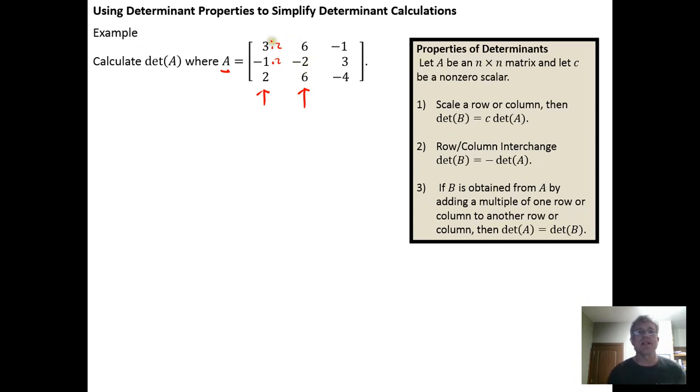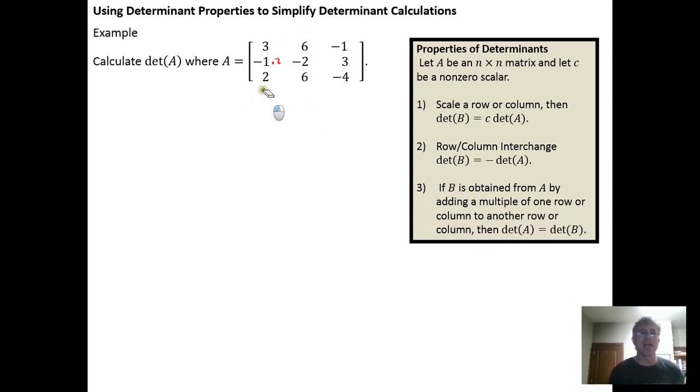And what this tells us is that if we multiplied negative 2 times column 1 and added it to column 2, replacing column 2 with the result, we would wind up with zeros in both of these positions. And property 3 of the properties of determinants says that if we can generate a matrix B from A by adding a multiple of one column to another column, then the determinant of A and the determinant of B are the same.